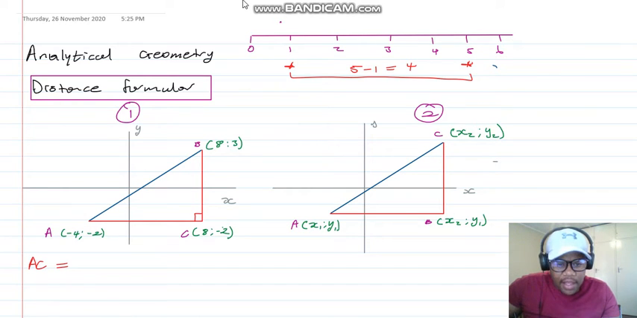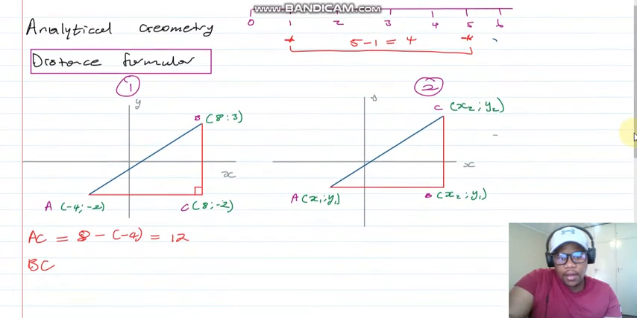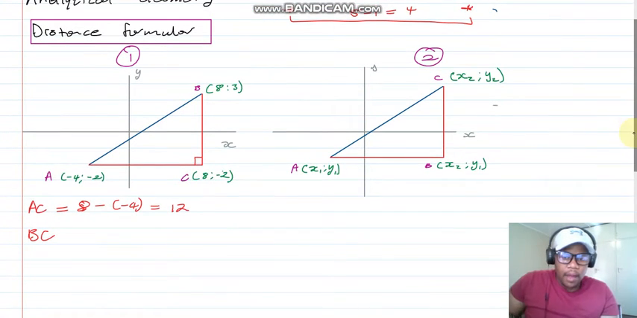That's the same thing that I'm asking us to do here. It's simply going to be 8 minus 4, so that length is going to be, I think, 12. And I will also ask us to calculate BC. Let me go down a bit. BC will do the same thing.